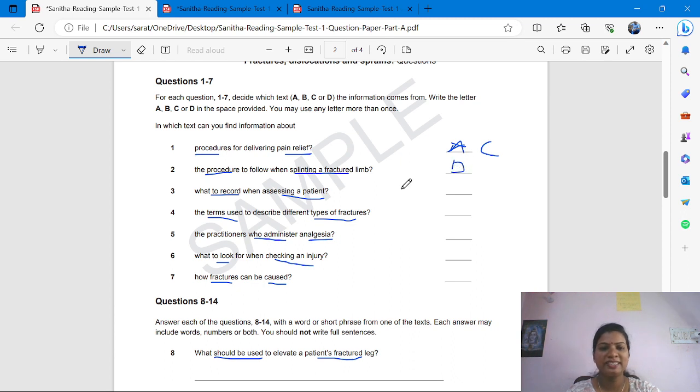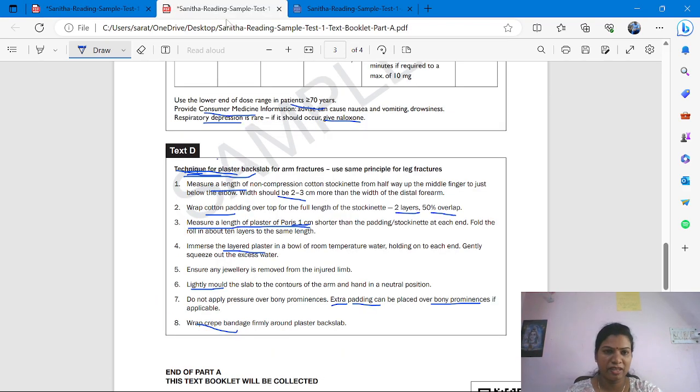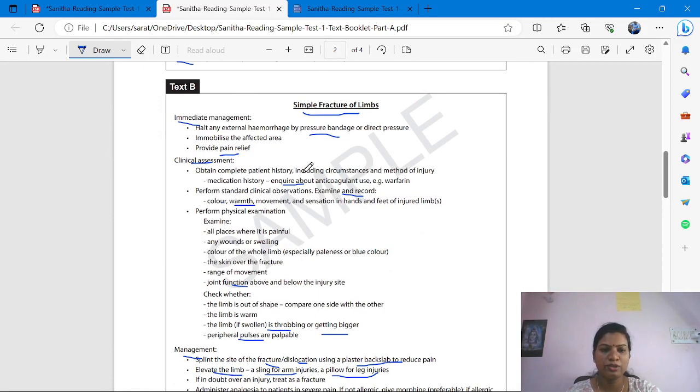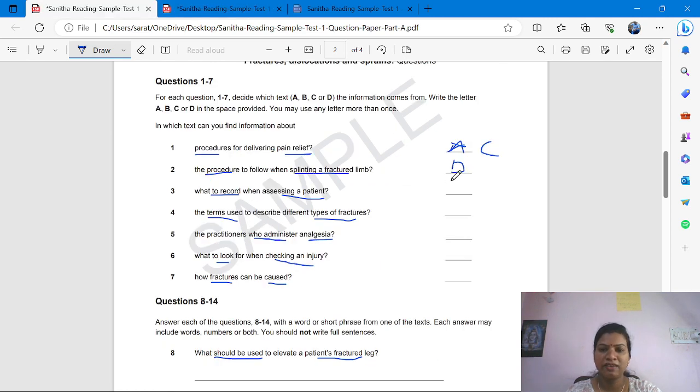How are we getting the answers? What to record when assessing a patient? Here they are asking about the assessment. Where is the assessment? Assessment is in the second paragraph. What to see? See clinical assessment: color, warmth, movement, sensation. What is the answer? Here we have to write B.